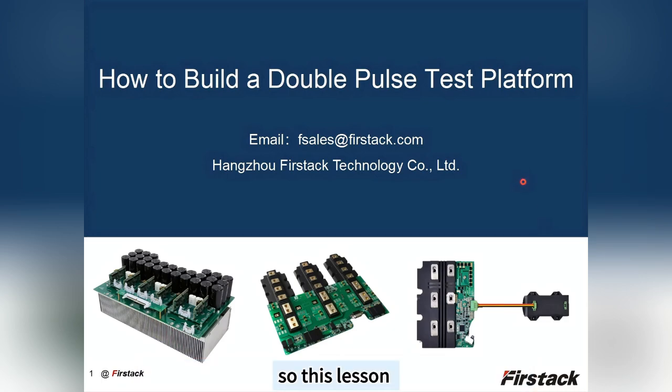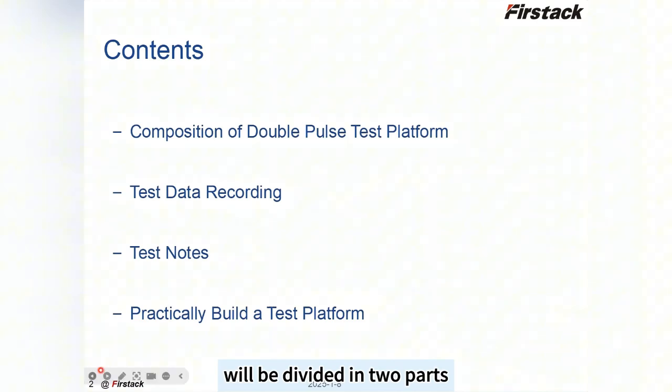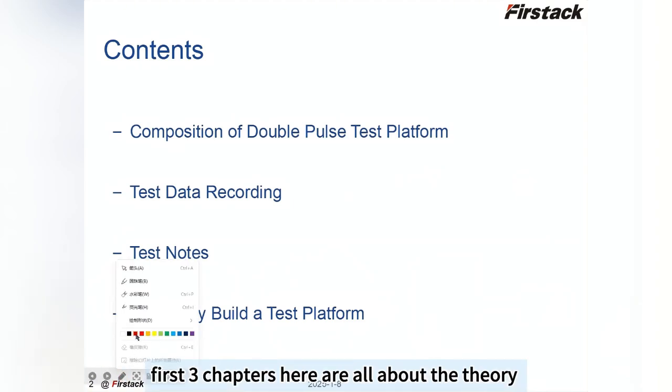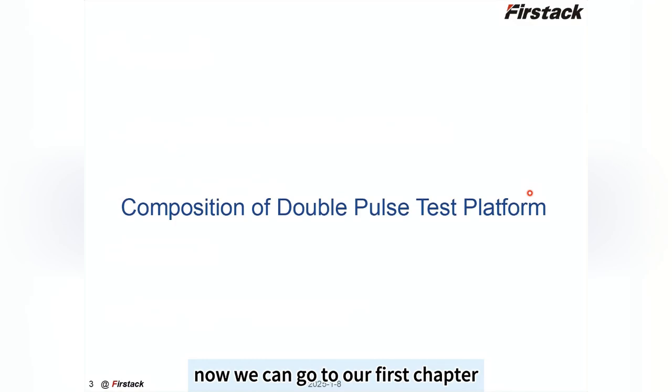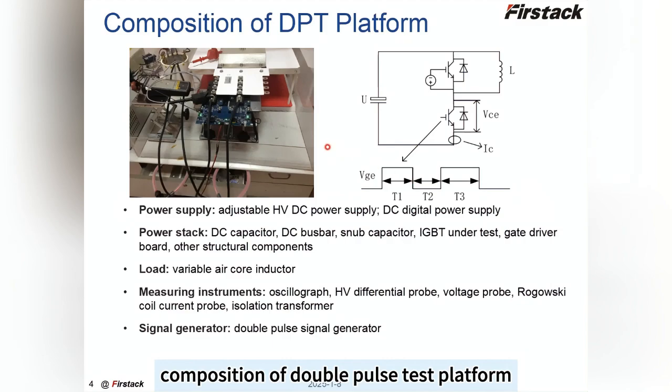So this lesson will be divided in two parts. The first three chapters are all about the theory, and the last chapter, practically building a test platform, is the real application. Now we can go to our first chapter, composition of the double pulse test platform.